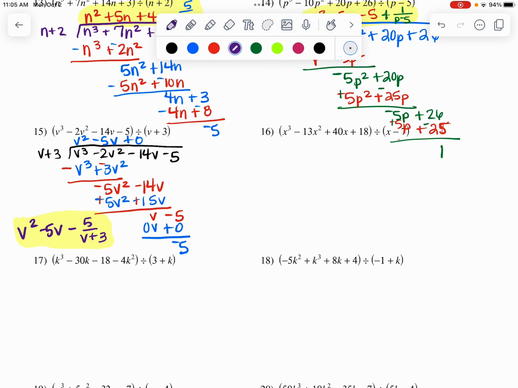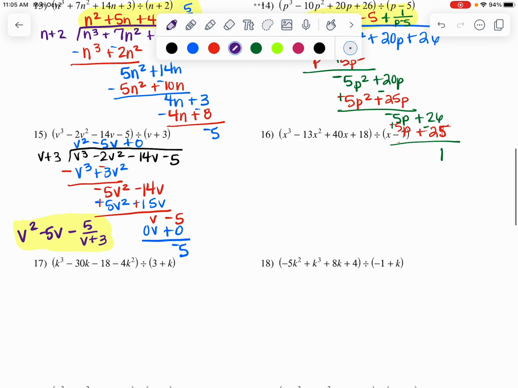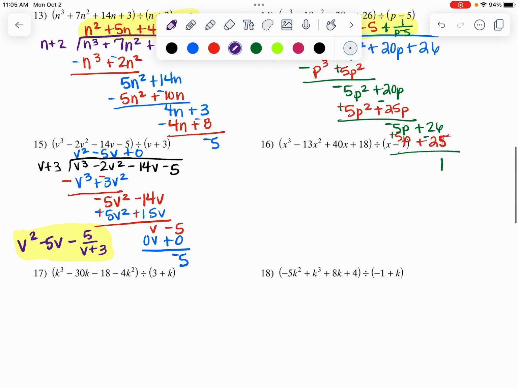All right, number 16. Where am I at? Okay, cool. That is an x minus 7. I just wrote all over it. So it's x minus 7 goes into x to the third minus 13x squared plus 40x plus 18.